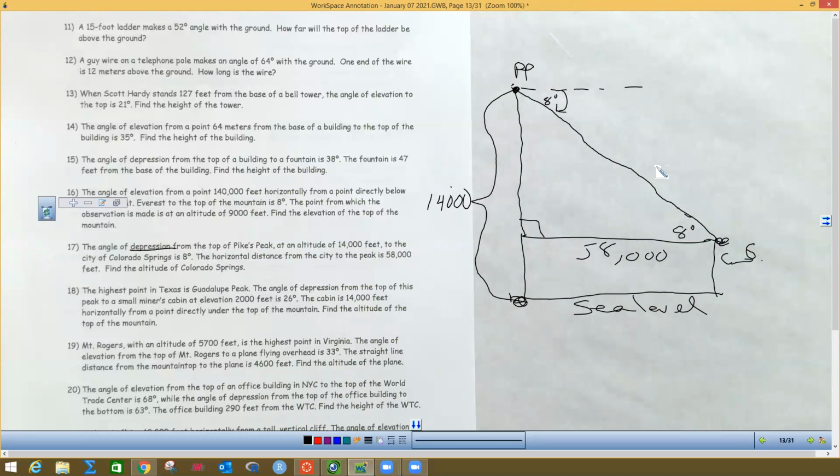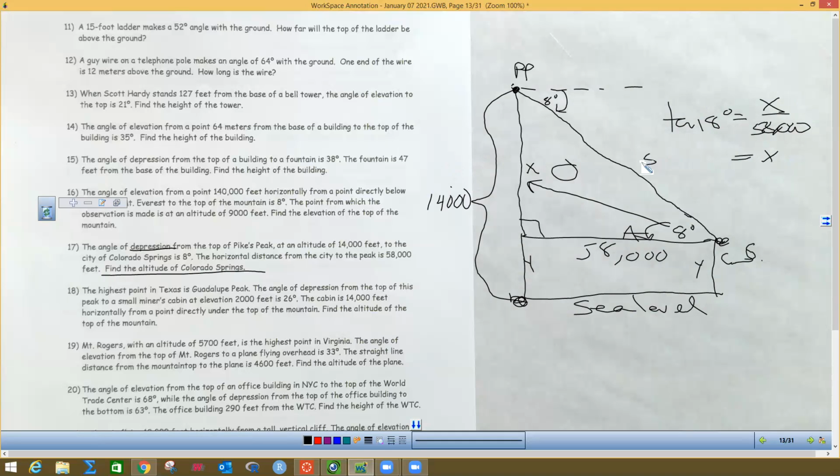All right, so we got this right here. I have to find this height to get this height, which is going to be the same as that height. Y is what I'm looking for. What is the altitude of Colorado Springs? You've got to get this X first. Isn't this opposite? X is opposite. Isn't this adjacent? So tangent of 8 degrees equals X over 58,000. Then X equals 58,000 times the tangent of 8 degrees. That's going to be some number.